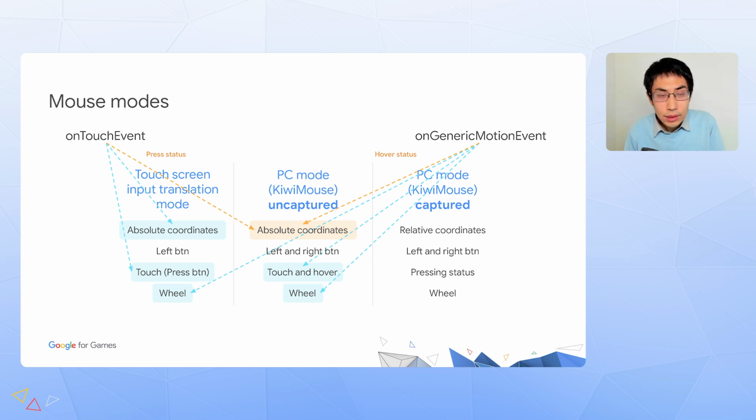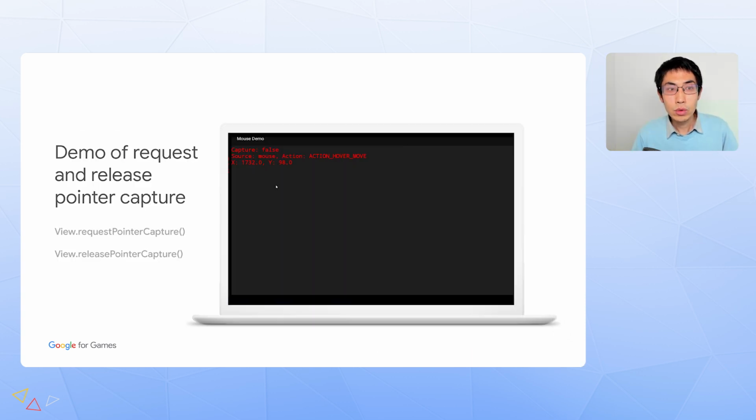Blue lines are simple to understand, and the yellow lines show the PC mode coordinates are retrieved by touch when pressing, but retrieved by generic motion when hovering. The request and release capture methods of the View class can be used to control the capture. Let's see an example of mouse pointer capture.